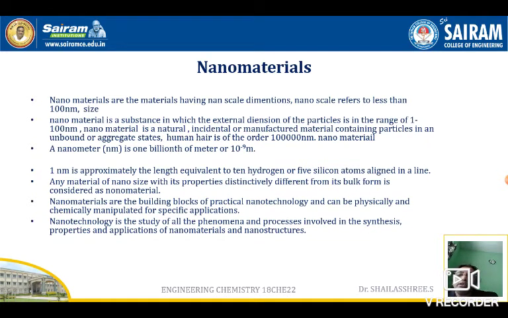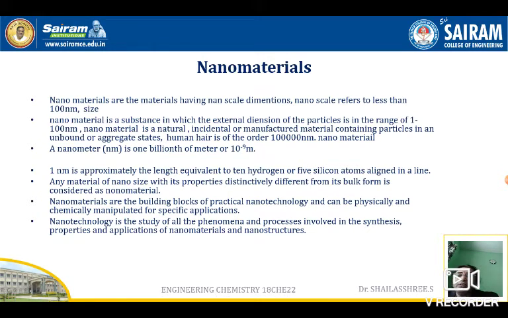A nanomaterial is a natural, incidental or manufactured material containing particles in an unbound or aggregate state. For example, the size of a human hair is of the order of 1 lakh nanometers. A nanometer is one billionth of a meter, or 10 power minus 9 meters. 1 nm is approximately the length equivalent to 10 hydrogen or 5 silicon atoms aligned in a line. We can just imagine the sizes, how minute they are.